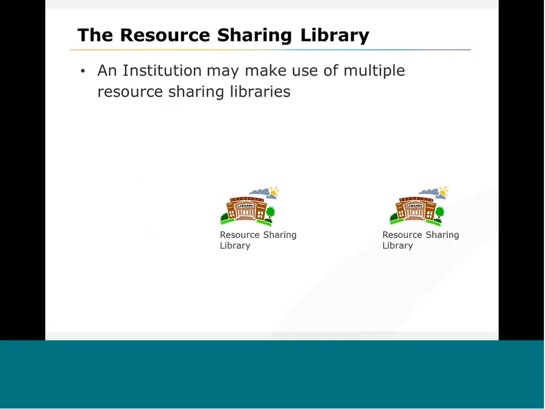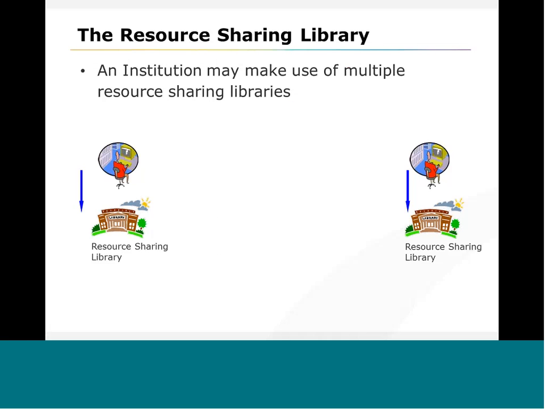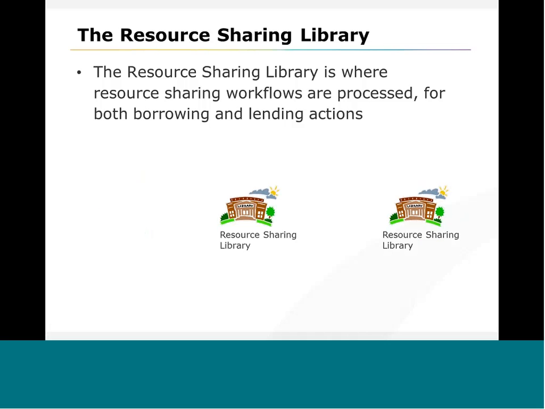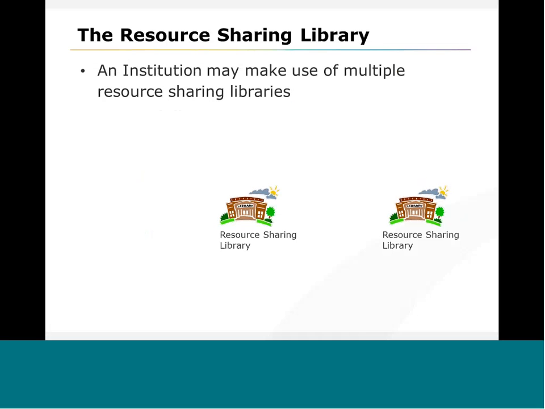Now, the basic model would be where there's a single resource sharing library. So if I go back to this slide, there's a single resource sharing library, say on both sides, the borrowing and the lending. And these two resource sharing libraries communicate between them, the borrower telling the lender, get me this resource, the lender sending it away. That would be the most basic model. However, there may be situations where there are multiple resource sharing libraries, either at the borrowing side or at the lending side, or of course at both sides, independently of each other. So we may have more than one resource sharing library.